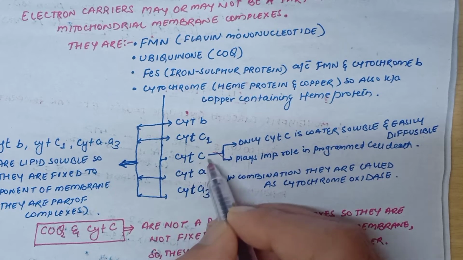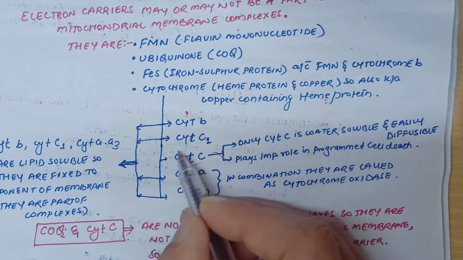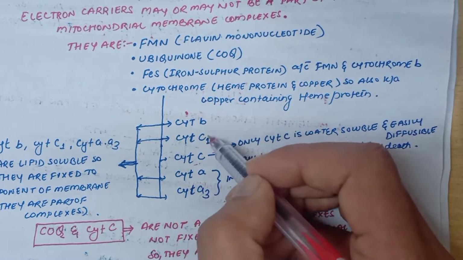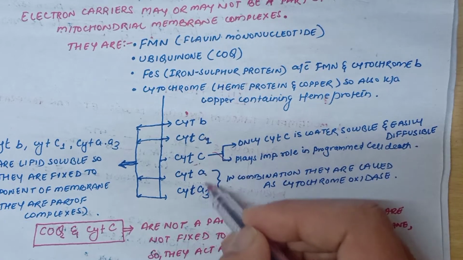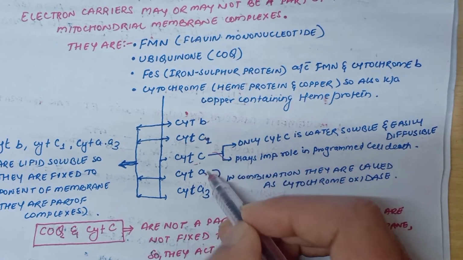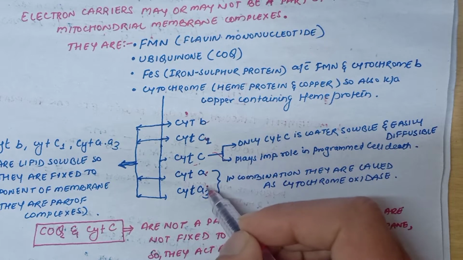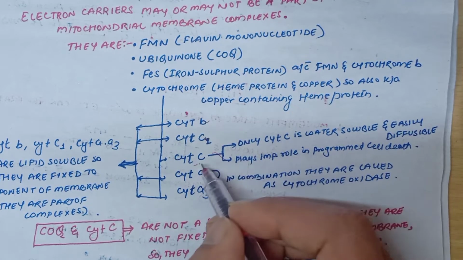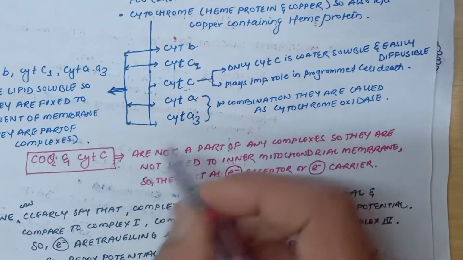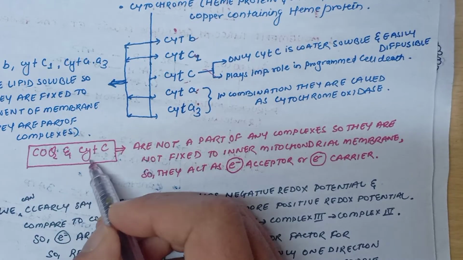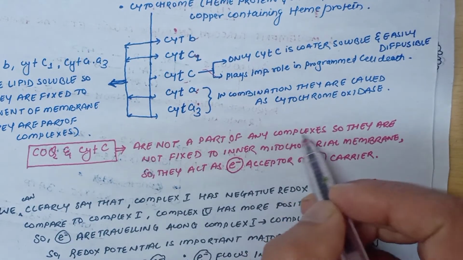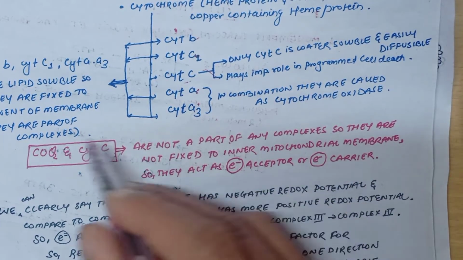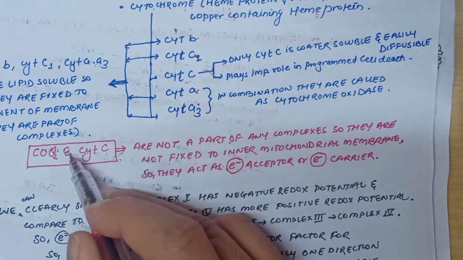And only cytochrome C is water soluble and easily diffusible, whereas cytochrome B, cytochrome C1, cytochrome A, and cytochrome A3, they are lipid soluble. So they are fixed to inner mitochondrial membrane. So they are part of complexes, but not cytochrome C. So coenzyme Q and cytochrome C, they are not a part of any complexes. So they are not fixed to inner mitochondrial membrane. So they act as electron acceptor or electron carrier.